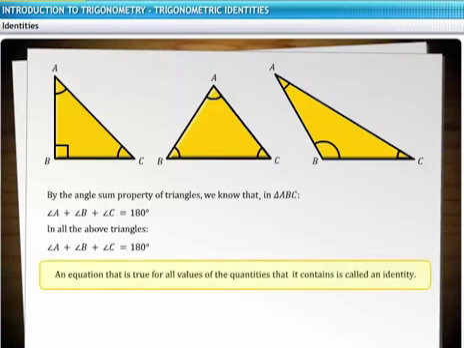An equation that is true for all values of the quantities that it contains is called an identity. Since the equation angle A plus angle B plus angle C is equal to 180 degrees is true for all triangles, this equation is an identity.